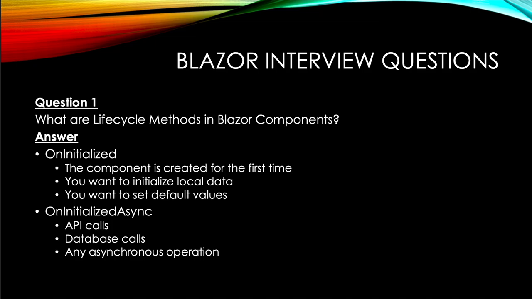So the first question is, what are the life cycles in Blazor components? So we have a few. The first one starts with OnInitialized. The OnInitialized event gets triggered when the component is created for the first time, and you can do the local data initialization, and if you want to set any default values, that all can be set here. And the other event is OnInitializedAsync, where we can do the API calls, database calls, or any asynchronous operations.